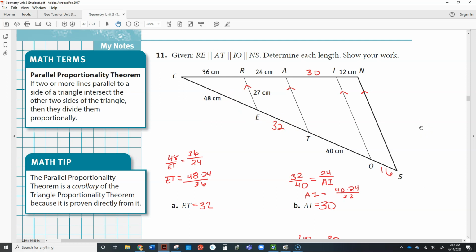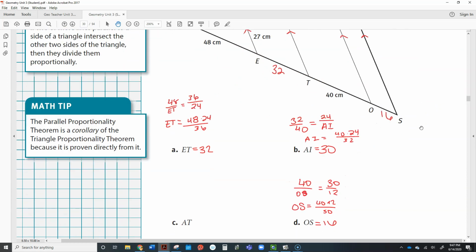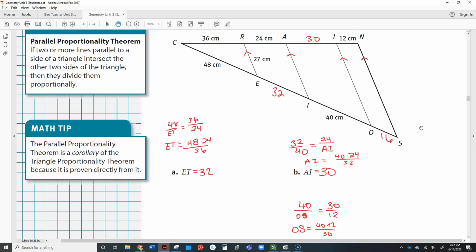So the first one that they want me to find is AT. I'm going to redraw this picture just because I'm going to have to scroll and mess it up. Ooh, it's really bad. So this is 36. This is 24. This is 48. This is 32. This is 27. And this is what we're looking for. This is AT. This is RE.